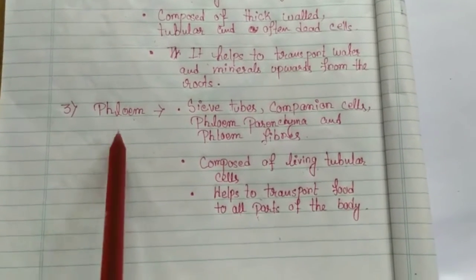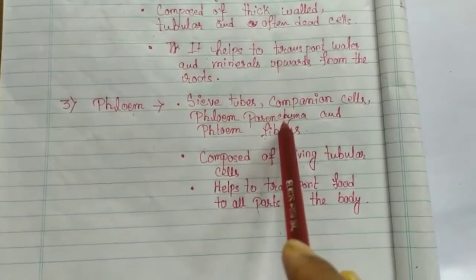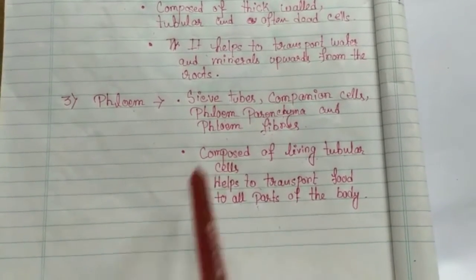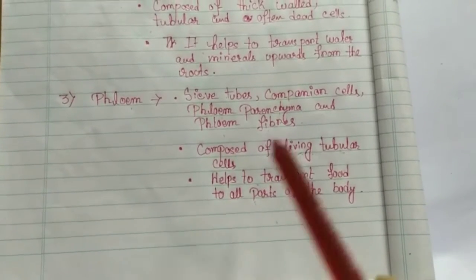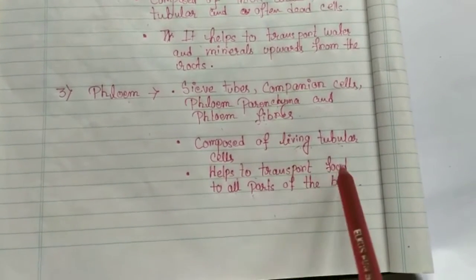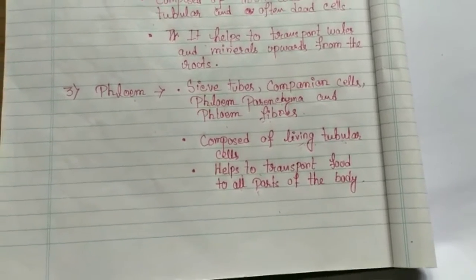Now the next point is phloem. It consists of sieve tubes, companion cells, phloem parenchyma and phloem fibers. It is composed of living tubular cells. It helps to transport glucose to all parts of the body from the leaves.